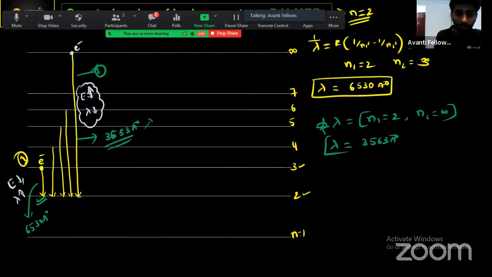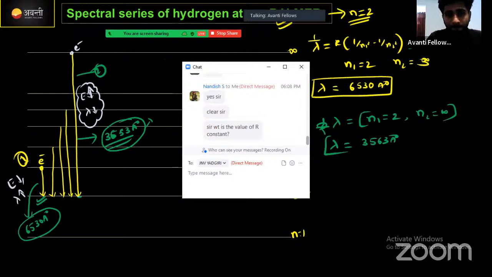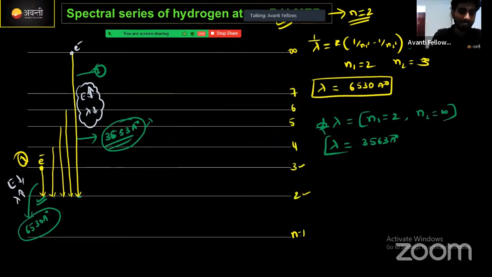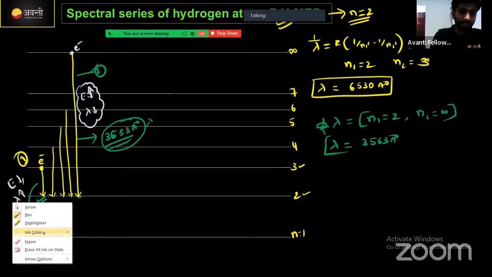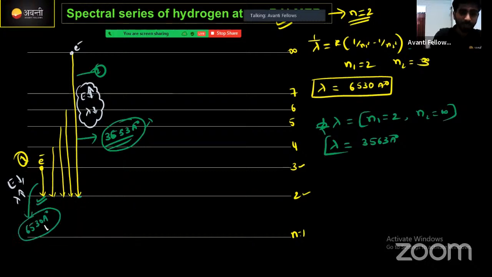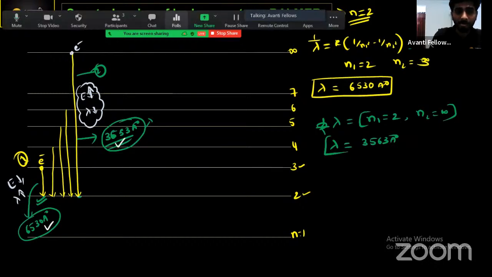Okay guys, do observe here: 6530, 3653. In which region will it fall? Yes, the value of R is constant. It's the Rydberg constant. Guys, tell me, do you know these values? 6530 angstrom to 3653 angstrom. What does it actually say?